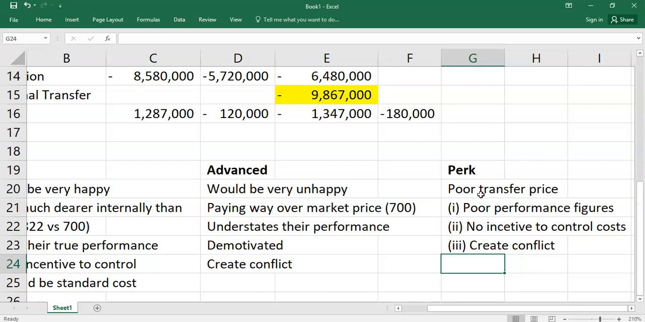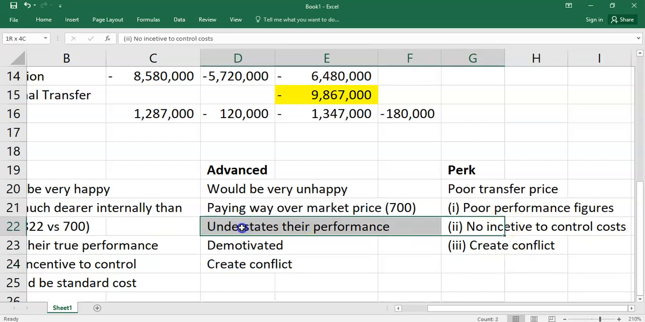So overall, it's not a good transfer pricing policy, creating poor performance information, no incentive to control costs, and it's creating conflict. And they're the kind of criteria you look for when you're saying, what's the objective of transfer price? It is not doing anything for anyone here. It's a very poorly set transfer price.